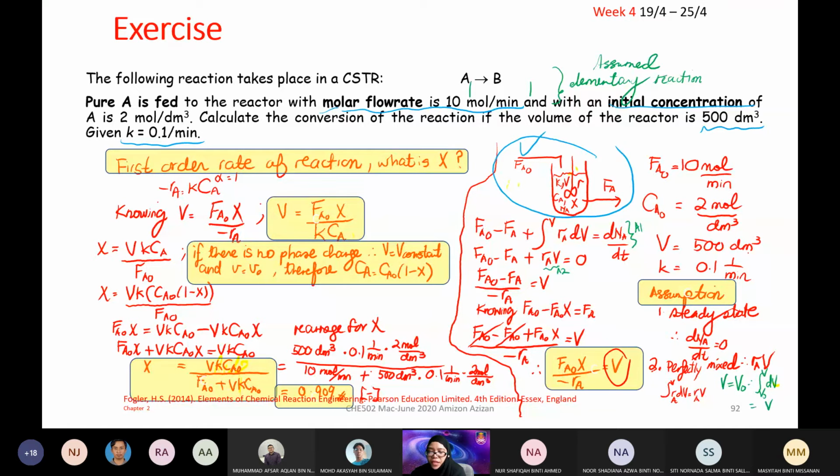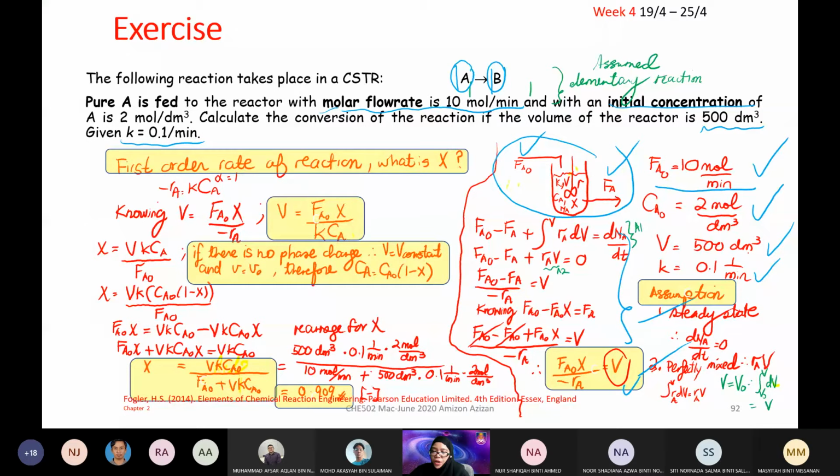So you have the CSTR with the inlet and outlet, initial FA naught, then the initial concentration, the volume, the K, which means it's isothermal. Then your assumption is steady state and perfectly mixed. Then you simplify the mole balance equation, and this is your final equation for the volume. Now, does it say it's first order? Let me see. No. But if we assume this is elementary, so 1 mole of A produces 1 mole of B, then we can say first order reaction.